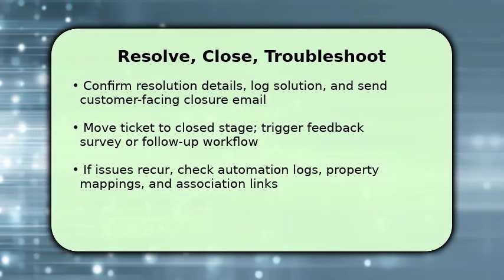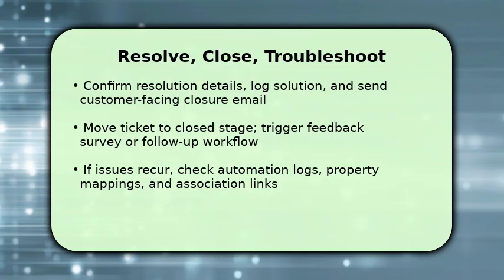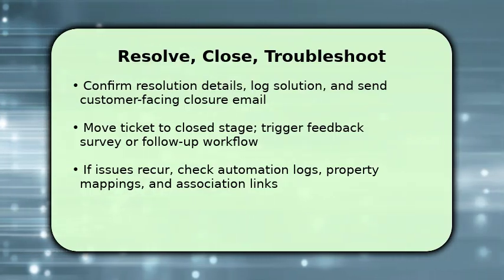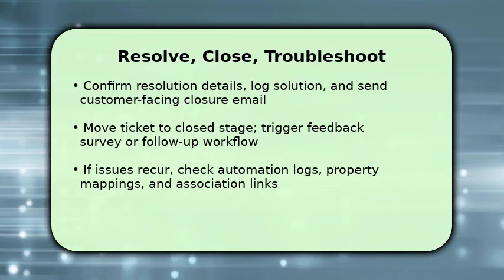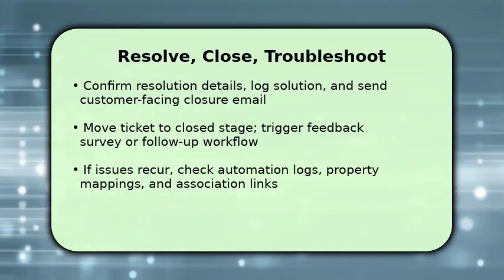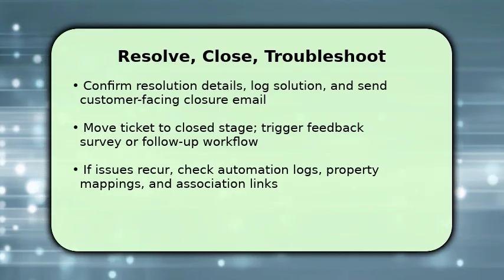Then move the ticket to the close stage and trigger any follow-up workflow like a satisfaction survey or retention sequence. If something goes wrong, inspect workflow action history, check property mappings, and verify record associations. These are the usual culprits.